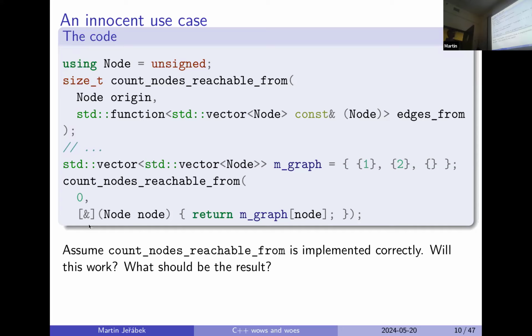Okay, so first, what would be the correct result if everything worked? I guess 2 and 3. No, 1 and 2. For node 0, it should be 2, because there are 2 nodes reachable from it. But what we actually get is zigzag. It crashes, and why does it crash? I think you know why it crashes already.